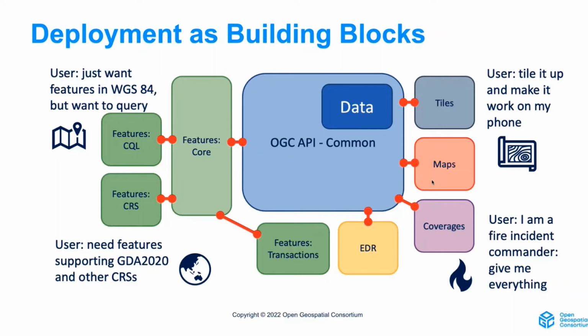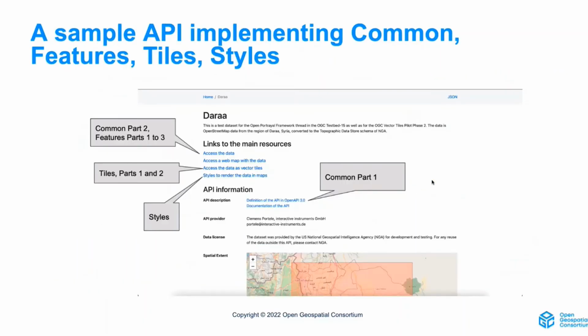So the advantage of this is that you can really develop your own API, and then you can enable it to deal with geospatial data just by reusing the building blocks that you need. And there are already examples of use cases where people have done that. So they use, for instance, OGC API features part 1 and 3, and then OGC API tiles part 1 and 2, and then styles and so on.